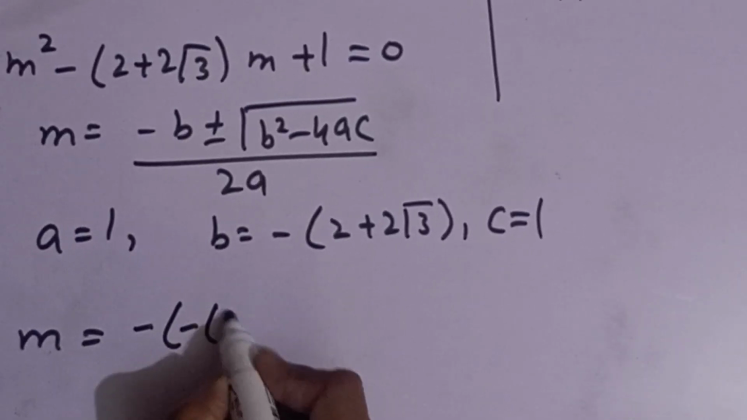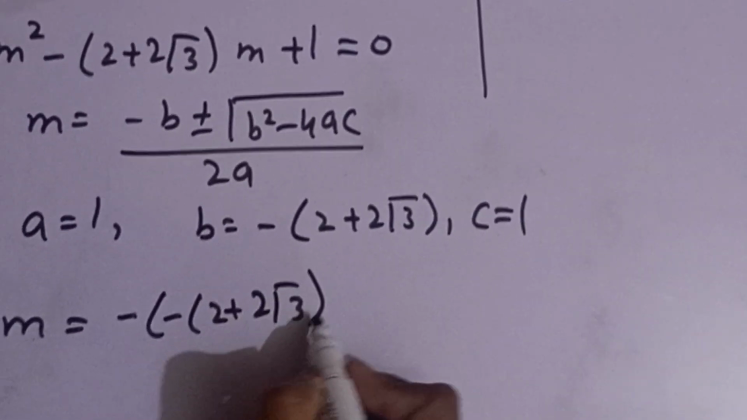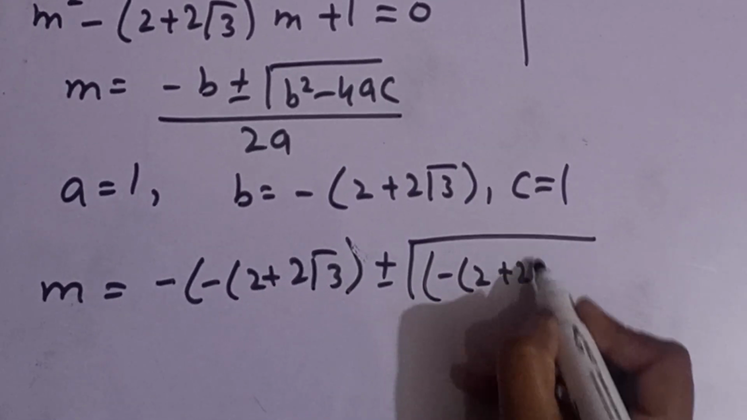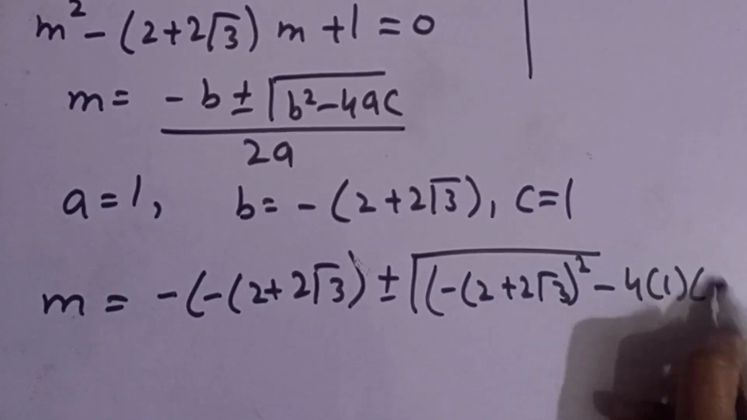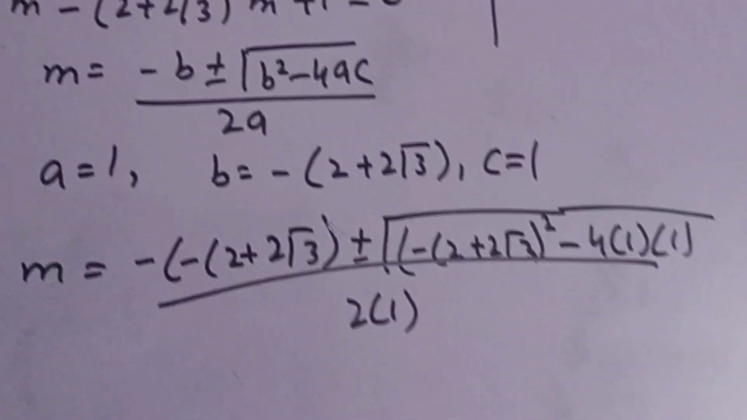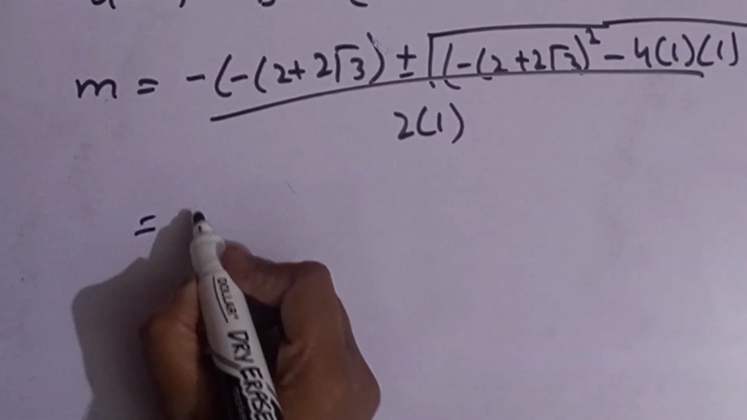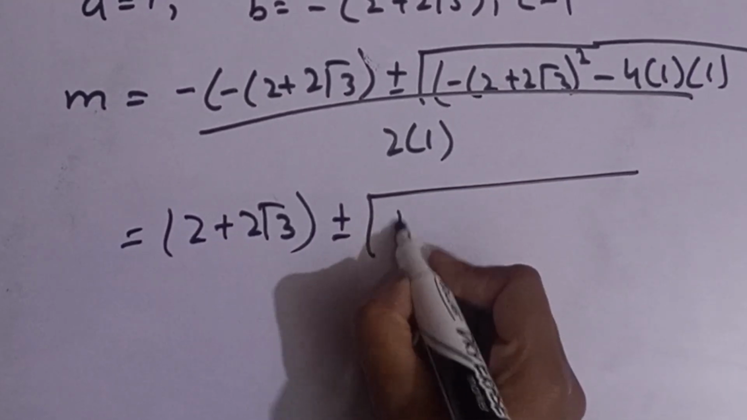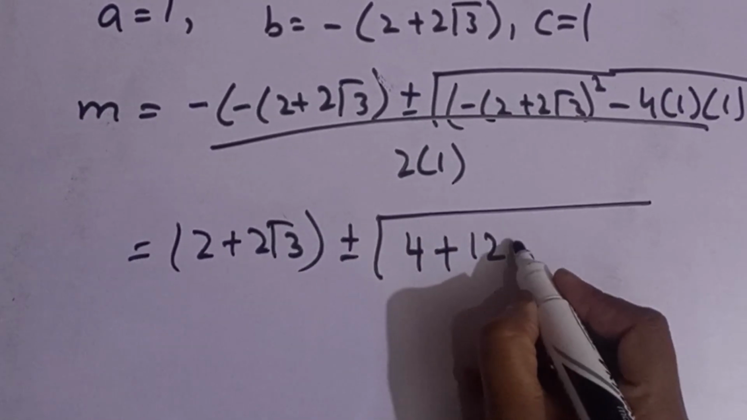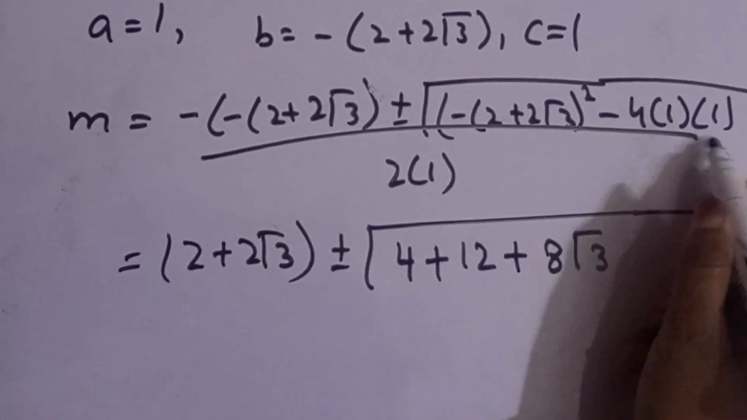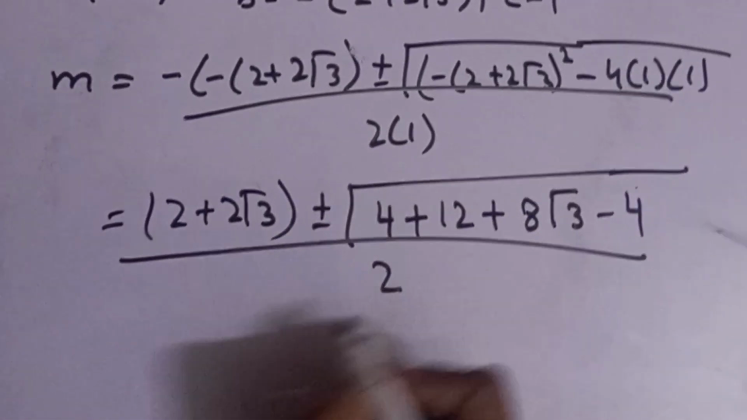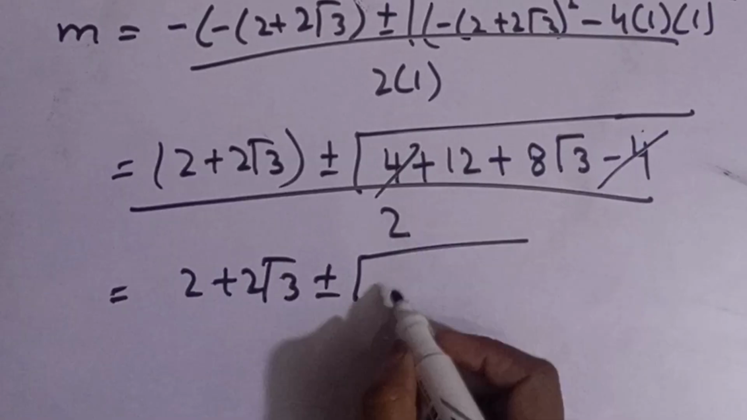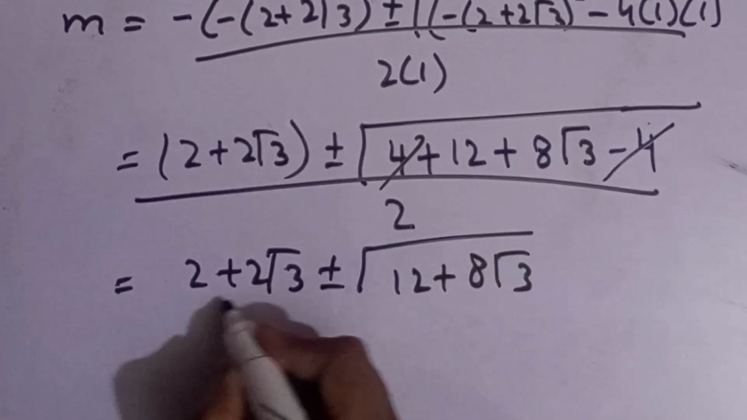minus, and b is this one, minus 2 plus 2 times square root 3, plus minus, this is b square. So we get minus into 2 plus 2 times square root 3 square minus 4, a is 1 and c is also 1, over 2 and a is 1. Now we simplify this value. This negative negative will become a positive. So we have 2 plus 2 times square root 3 plus minus. We simplify this part. So we get 4 plus 12 plus 8 times square root 3, and this is minus 4, over 2 ones are 2. Now we simplify this. So 2 plus 2 times square root 3 plus minus, this minus 4 and plus 4 cancel, we just get 12 plus 8 times square root 3 over 2.